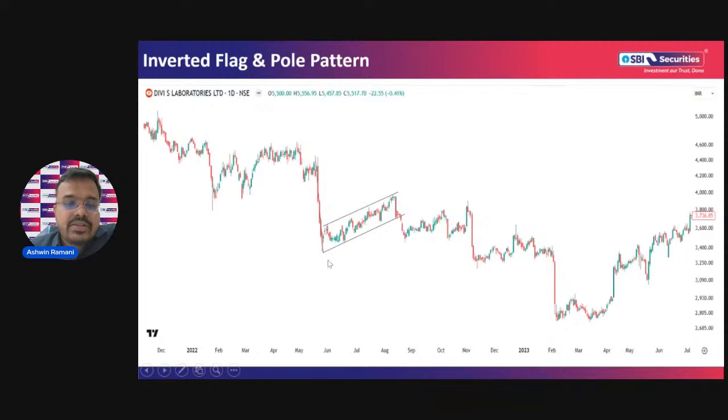So this is a sharp fall, and then the price tried to recover. It moved in a rising channel, and then there was a breakdown. After the breakdown, the price retested this zone, faced strong selling pressure again, and started to move lower. Very good.